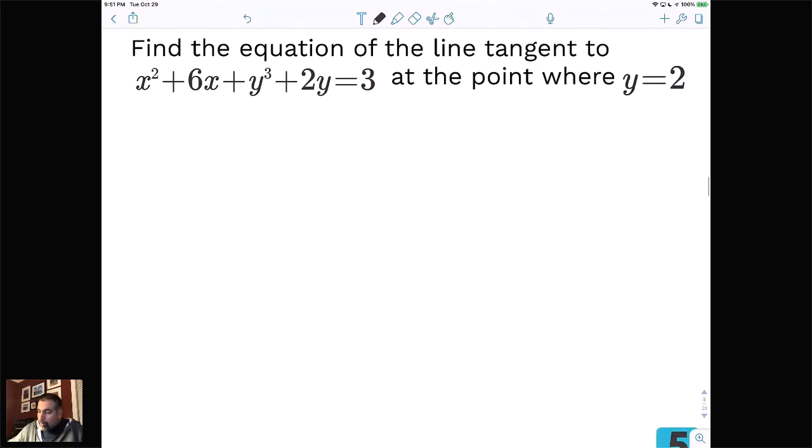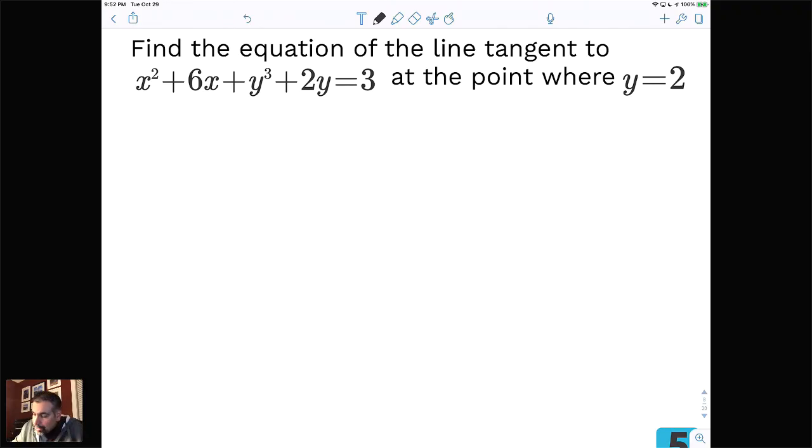Probably going to have time to do one more question here, so I want to look at this one. This is a find the equation of a line tangent question. Very, very popular question on the AP exam, okay? And I'm going to work this out with you. We're going to do it together.